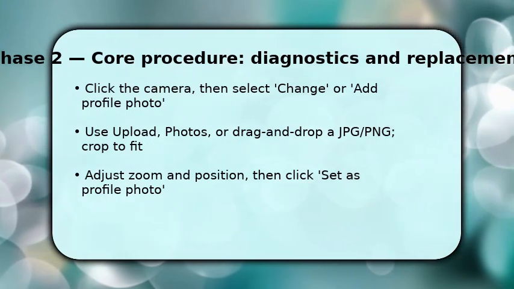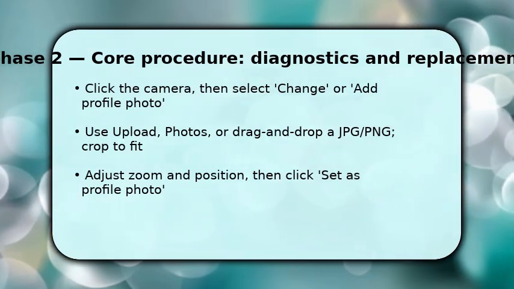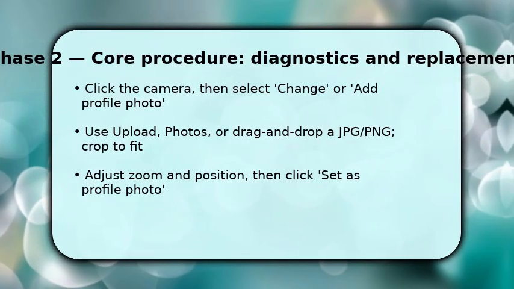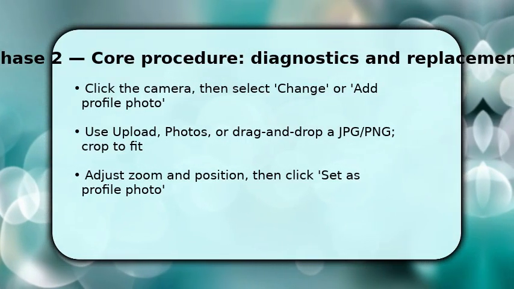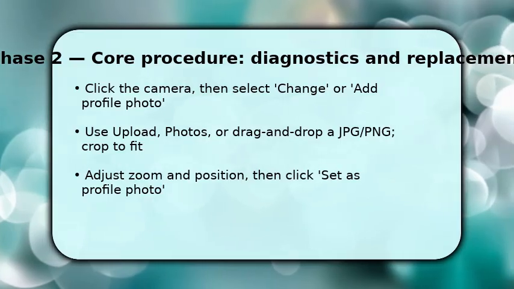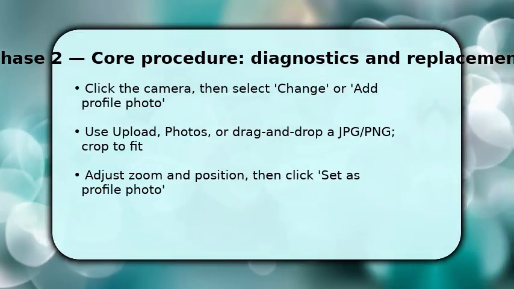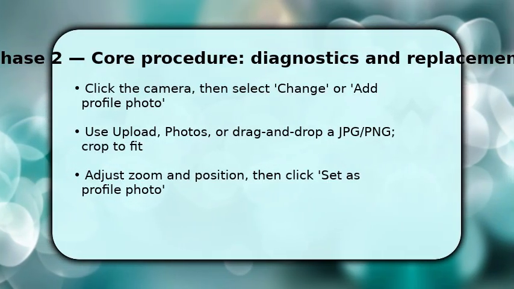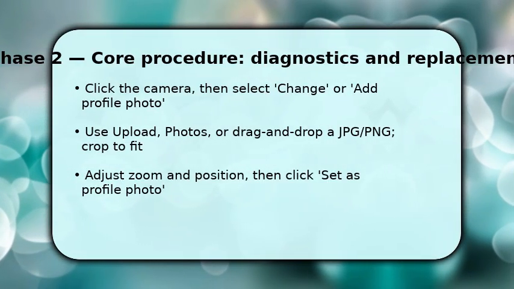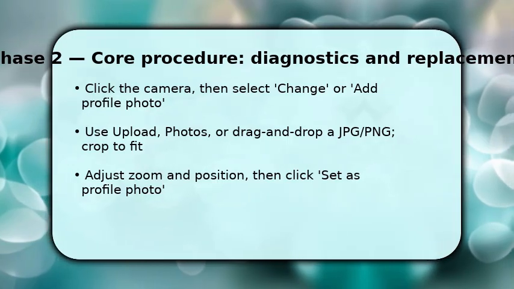Click Change or Add Profile Photo to open the picker. Upload a JPG or PNG from your device, pick from Google Photos, or drag an image into the window. High-resolution images look sharper. Once uploaded, use the crop and zoom controls to center your face or logo. This ensures it displays well in small circles.